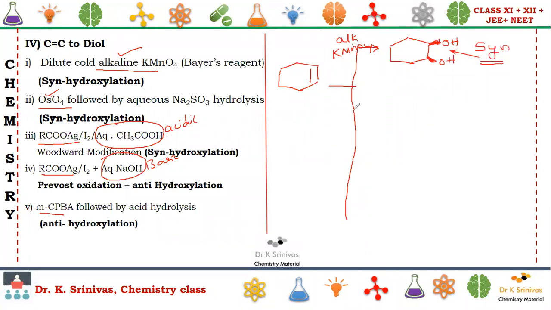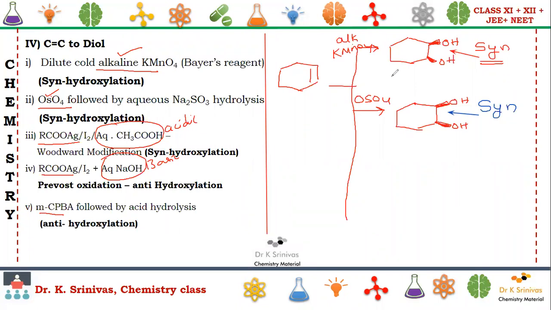Next, let us go for the second reagent. Osmium tetroxide in combination with sodium sulfite. We are going to see the formation of the same compound like this. Above the plane here OH, here also above the plane. These OH are on the same side. Therefore, this is said to be syn addition, syn hydroxylation.